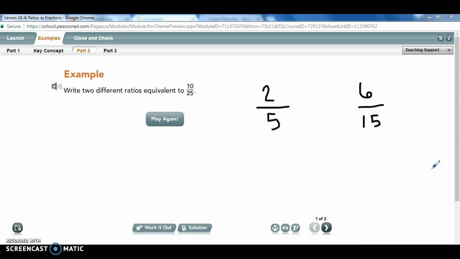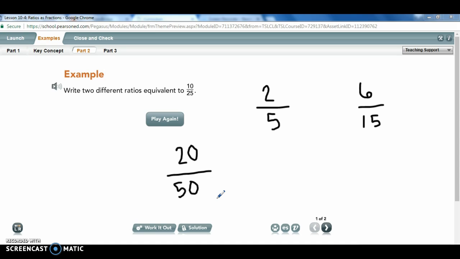I could say that 10 times 2 is 20, and 25 times 2 is 50. I could say so many different equivalent fractions, and I would be finding the equivalent ratio with that as well.